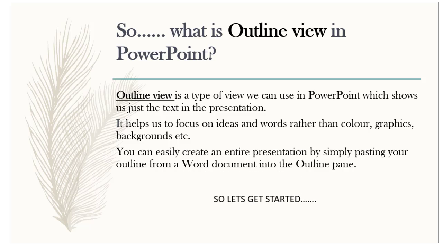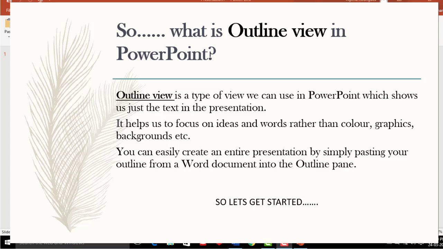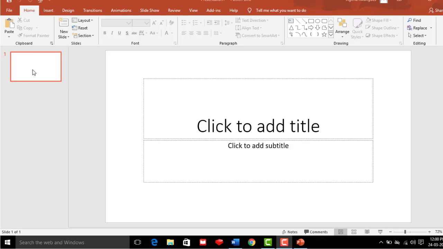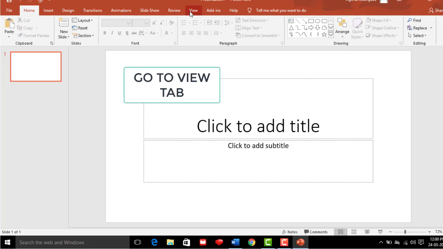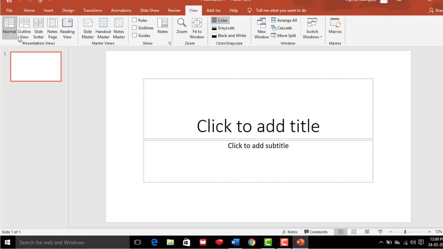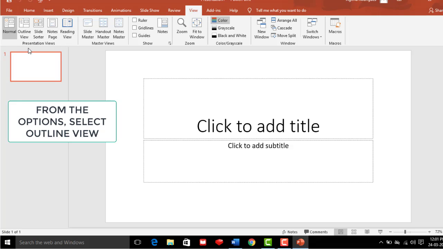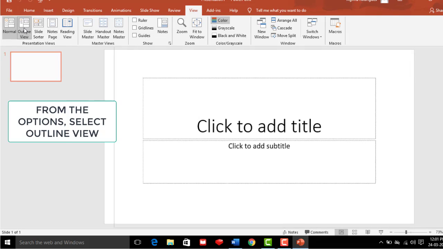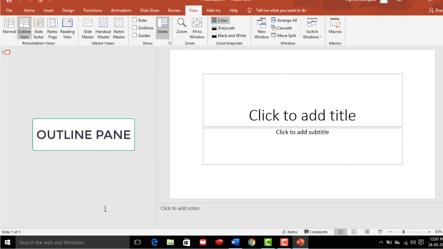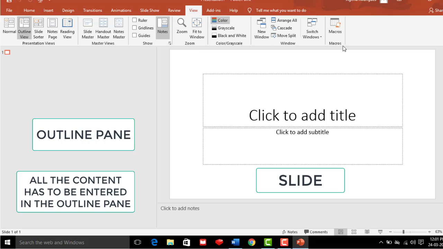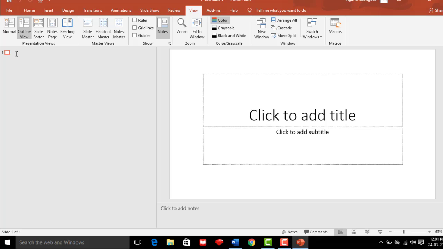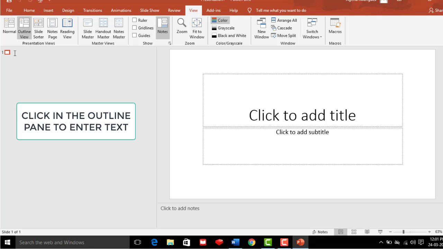Now, let's begin. Open a new presentation. Go to View tab, and select Outline View from the options available. In this view, you have an outline pane, the slide section and an area to add notes if you like. Click in the outline pane in order to enter text.